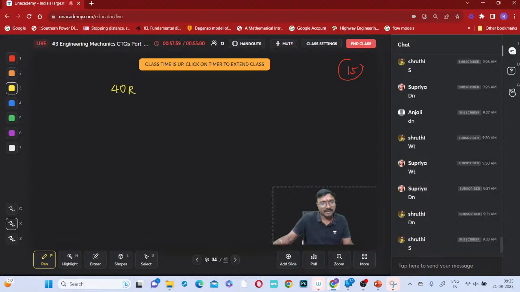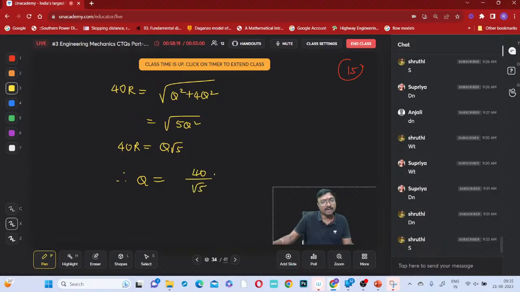40R will be equal to the square root of Q squared plus 4Q squared, that is equal to the square root of 5Q squared, that is equal to Q root 5. So that is 40R. Therefore, Q is nothing but 40 by root 5, R.